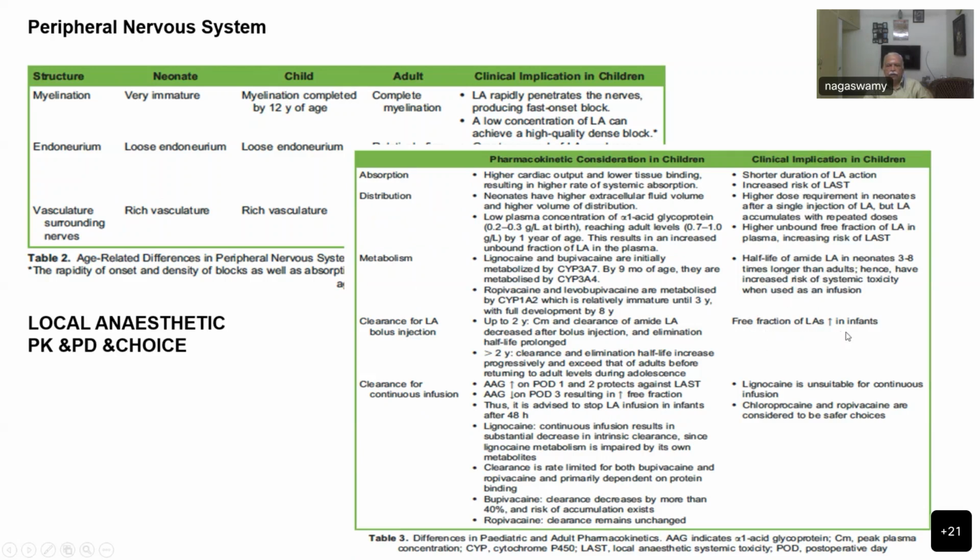And the free fraction of LAs in infants is much higher because the binding is low. As he rightly said, the plasma protein levels are low. So both alpha 1 acid glycoprotein as well as albumin levels are low. So the free fraction will be high. So we have to be very careful with the dosage.